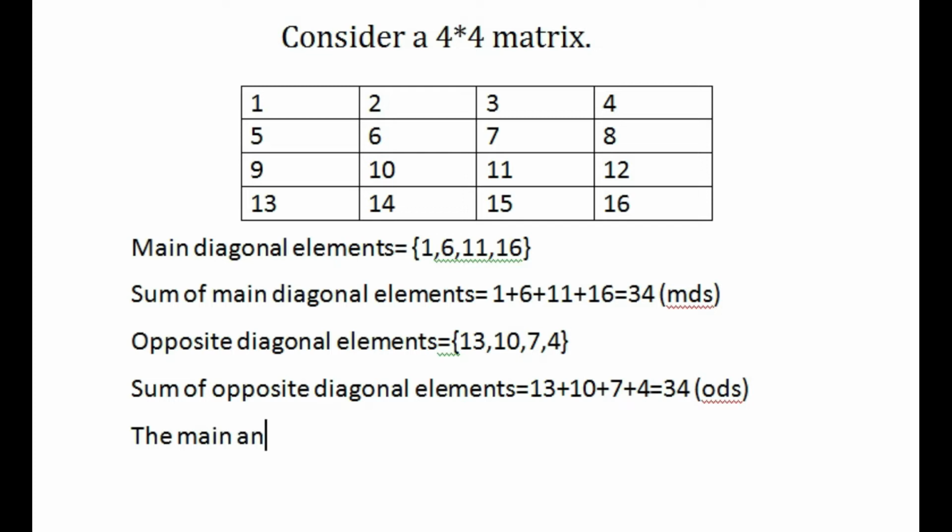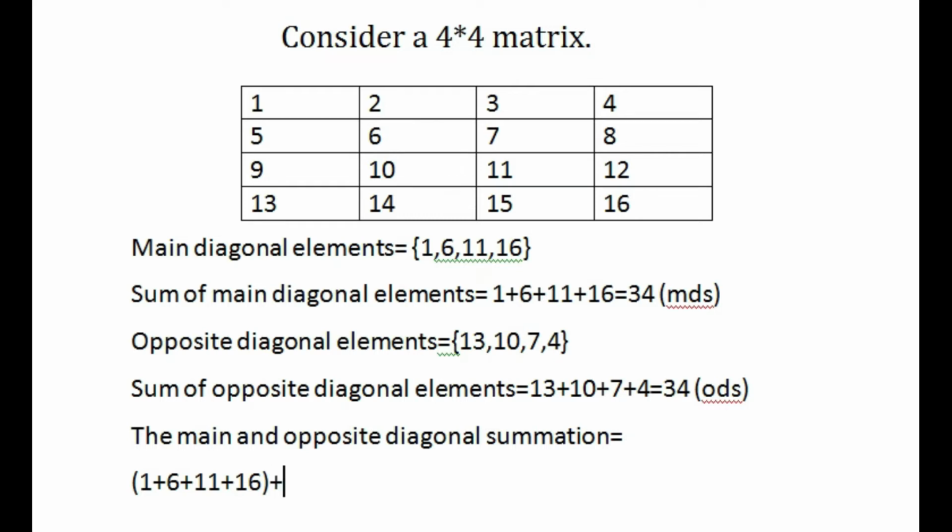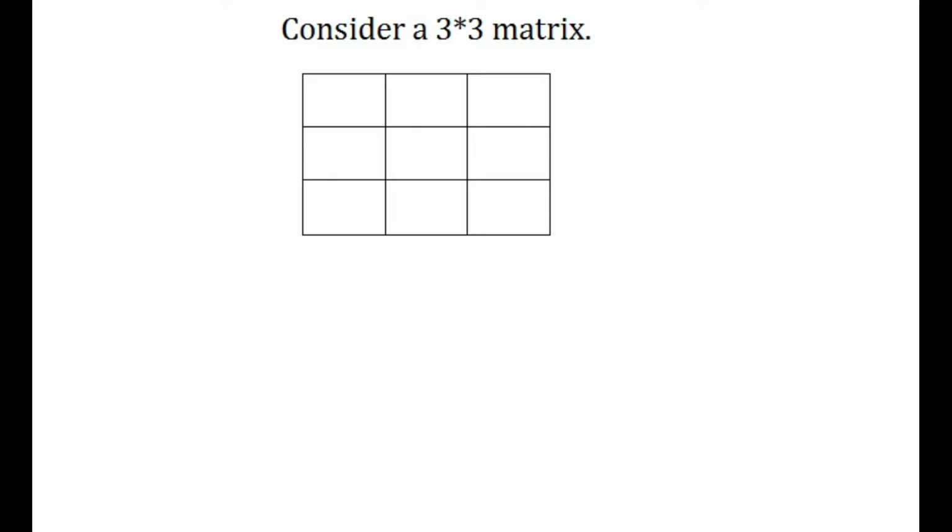Now the main and opposite diagonal summation of this 4 cross 4 matrix is equal to the sum of main diagonal elements, that is 1 plus 6 plus 11 plus 16, plus the opposite diagonal elements, that is 13 plus 10 plus 7 plus 4, which is equal to 34 plus 34, which is equal to 68.